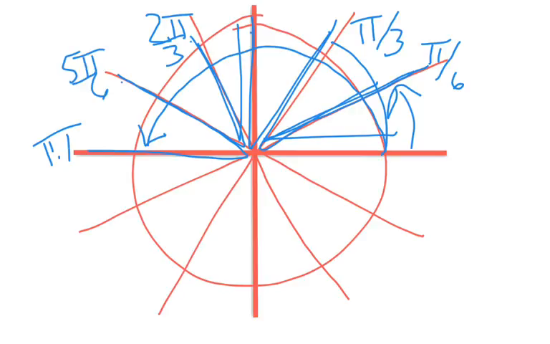6 pi over 6. And then you can keep going, right? 7 pi over 6. 8 pi over 6, which is 4 pi over 3. 9 pi over 6. 10 pi over 6. 11 pi over 6. 12 pi over 6 is all the way around, which is the same as 2 pi.